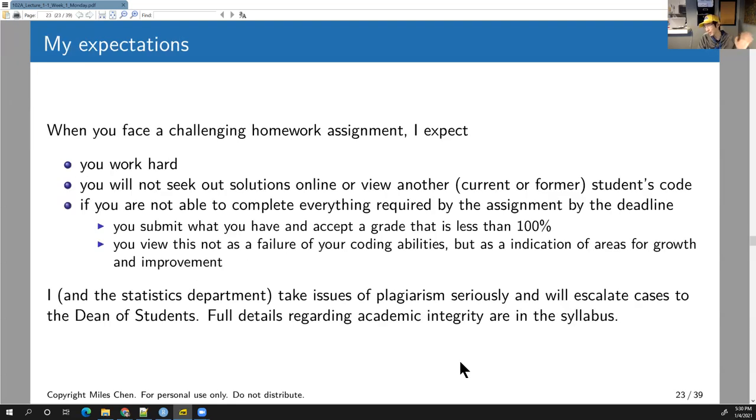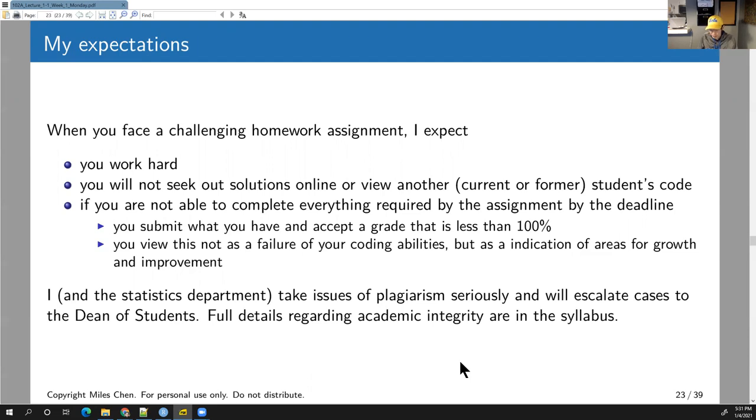So as far as my expectations, I expect you guys to work hard. I expect when you get stuck, you're not going to seek out solutions or look at someone else's code, a current or former student. And if you're not able to complete everything 100% by the deadline, just submit what you have. And then be okay and accept the grade that you get. If you didn't complete the task to 100%, you're not going to get 100% on your grade, but you got to be okay with that. And don't view this as a failure of you as a student or a failure of your coding abilities, but just an area where you can get better, grow and improve.